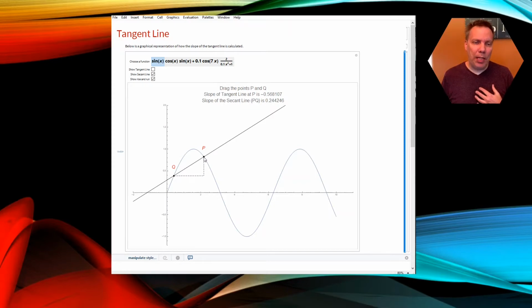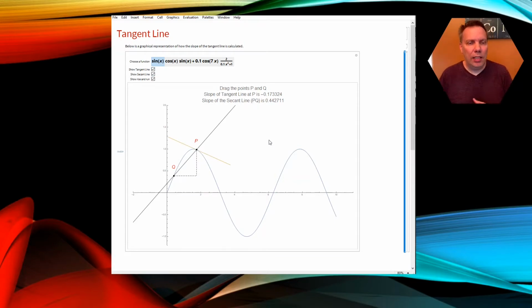At the point P, if I move it, the line travels with it. The idea of a tangent line is a line that barely touches. Given 2 points, we can calculate a slope. Given 1 point, we cannot calculate a slope without doing a little bit of extra work. So one of the ideas of calculus is how can we determine what the slope of that tangent line is?